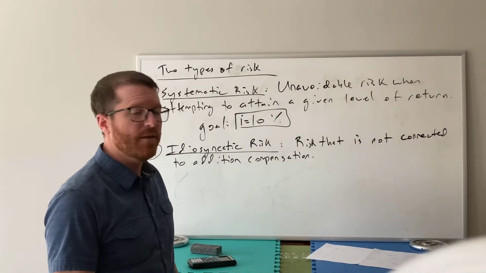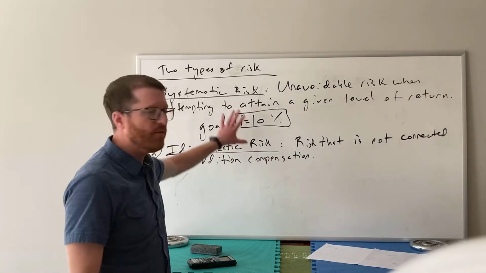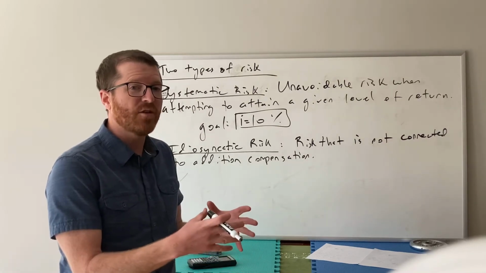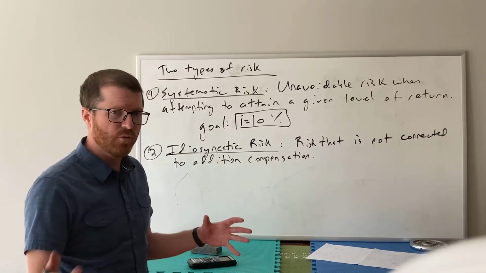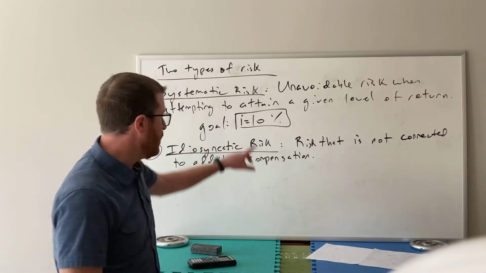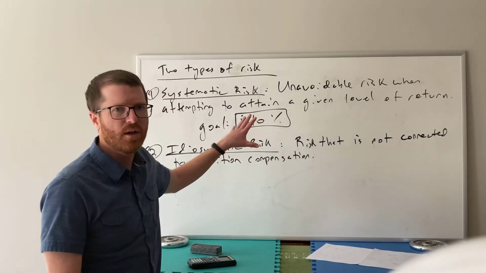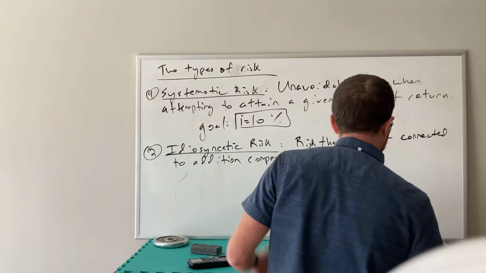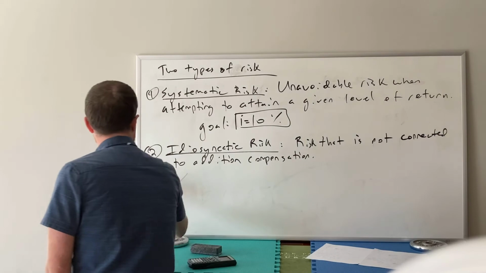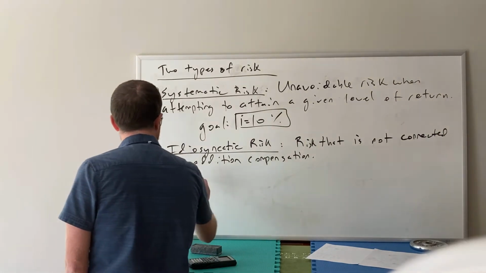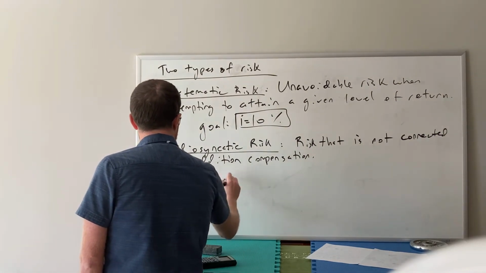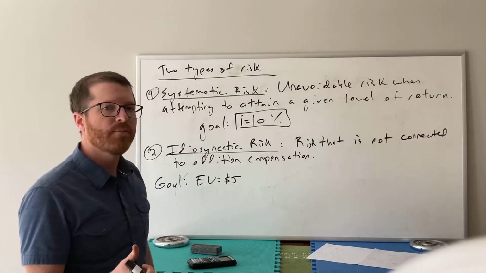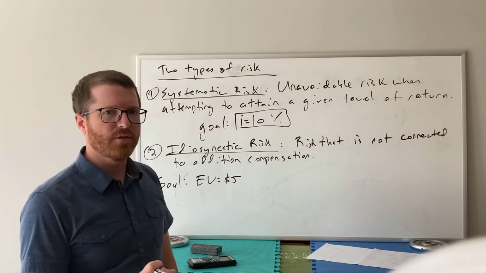So when you take on any given level of investment, like trying to receive a 10% rate of return, there is some risk you have to take on. Now imagine you choose to take on even more risk. That extra risk that you take on that doesn't make your goal any more likely to be achieved, that's called idiosyncratic risk. Let me give you just a nice, clean, simple example of what I mean by this. Let's say your goal is to have an expected value of $5. Okay, so we're going to flip a coin, and your goal is to have an EV of $5.